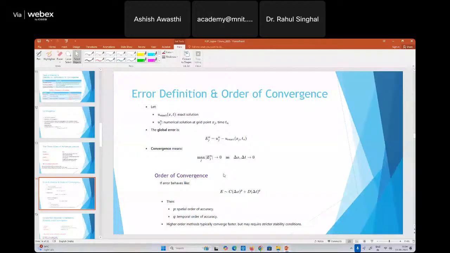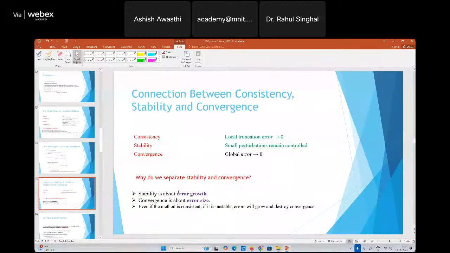Now, the connection between consistency, stability, and convergence. I'm repeating the same thing two or three times. Consistency means the LTE, local truncation error, goes to 0 as delta x and delta t go to 0. I have not mentioned it before, but now you should know because I have already told you about that. Stability means the error is under control, and convergence means finally the global error goes to 0. Not the local truncation error, the global error, right?